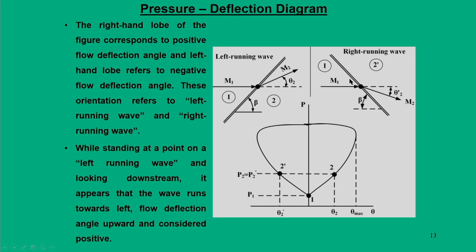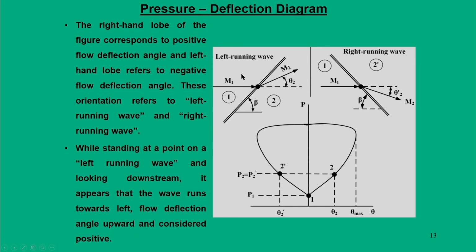Now, a similar picture can be drawn for a right running wave: when you look downstream, the wave appears to turn to the right and the flow deflection is downward, so it is considered negative. For a given Mach number, one can think of a left running wave oriented in this fashion. For the same Mach number, we can also think of a right running oblique shock, and there the flow deflection angle will be considered negative. In this case, we are saying that the wave is moving, so it is a moving frame of reference.